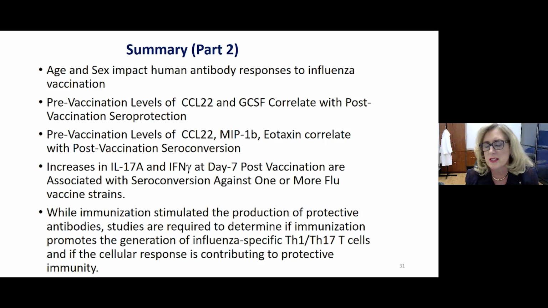Pre-vaccination levels of CCL22 and GCSF correlate with post-vaccination seroprotection. These cytokines, MIP1 beta and CCL22 and eotaxin, correlate with post-vaccination seroconversion, and increases in IL-17A and interferon gamma at day 7 are associated with seroconversion against one or more flu vaccine strains. While immunization stimulates the production of protective antibodies, we need far more studies to determine if immunization promotes the generation of Th1 and Th2 specific T cells, and how cellular immune responses are contributing to the protective immunity.